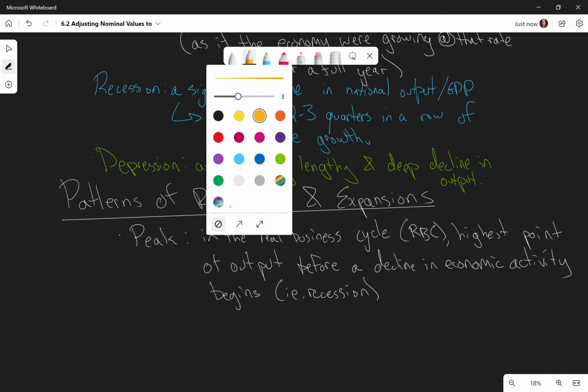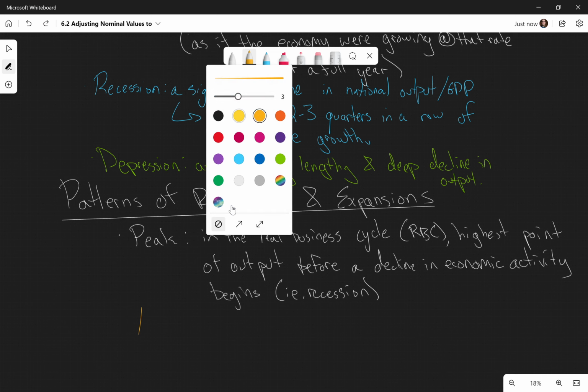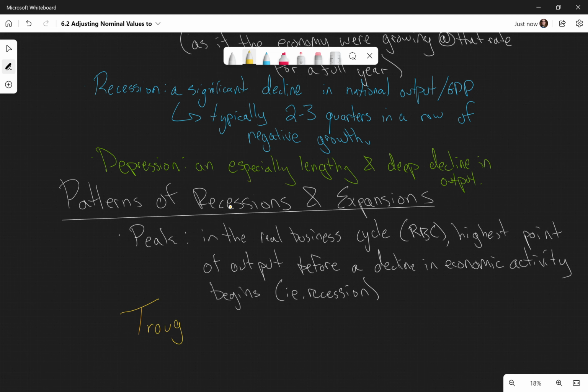A trough. A trough, again in the real business cycle, is the lowest point of output. And so this is usually before a recovery of some sort begins.